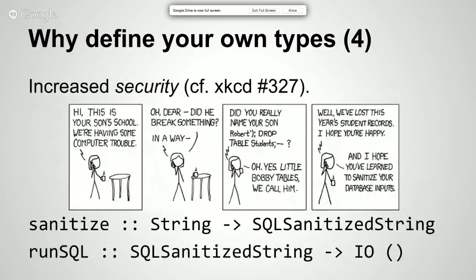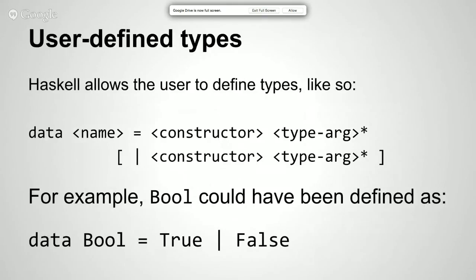So the 4th reason to define your own types is to increase your security. Many of you have seen this XKCD. If you have an API to your SQL capabilities of your module that only accepts a SQL sanitized string, and the only way to get a SQL sanitized string is to pass a string through the function sanitize, that will guarantee, in a way that the compiler can check, that all of your strings have been sanitized. And that's just scratching the surface.